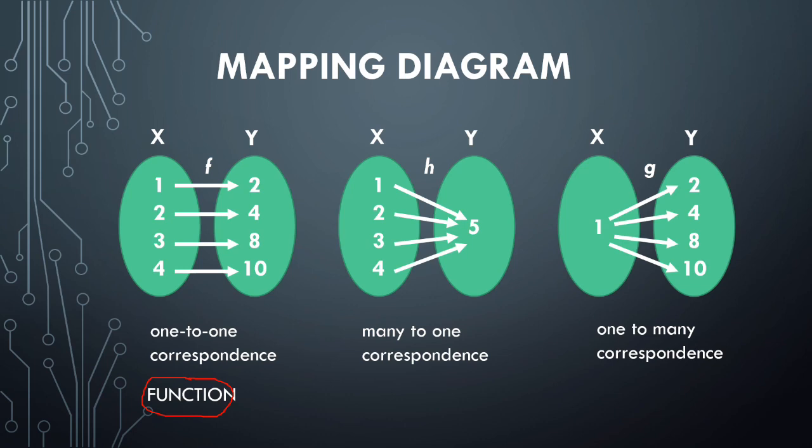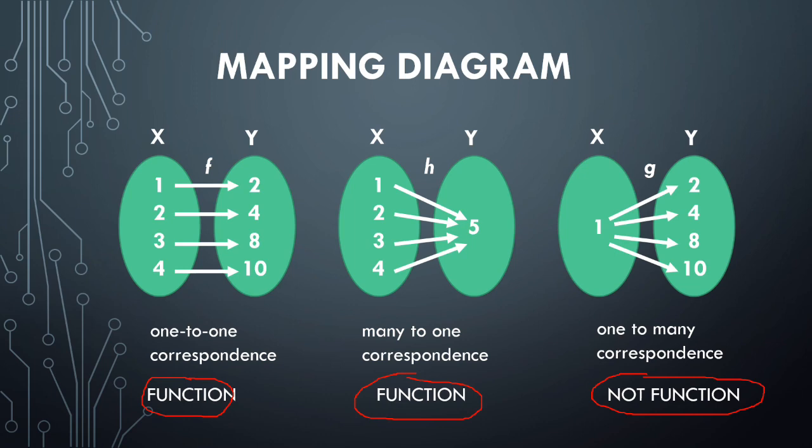Okay, next diagram, is it a function or not a function? Yes, it is a function. Many-to-one correspondence is a function. Next, third diagram, relation G, this one, a one-to-many correspondence. Is it a function or not a function? It is not a function.